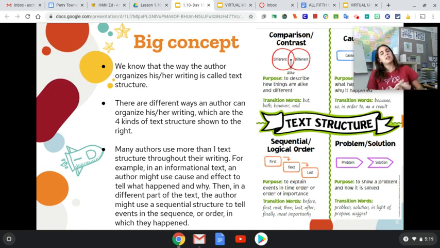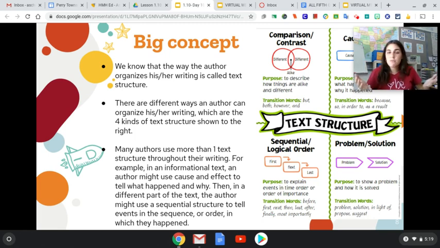Our fourth and final text structure is problem and solution. A problem is shown, and then the text tells us how the problem is solved. Go ahead and look at those transition words underneath below. So a lot of times, yes, we do have 4. The text may not always contain all 4, but it can contain more than one text structure throughout a writing.